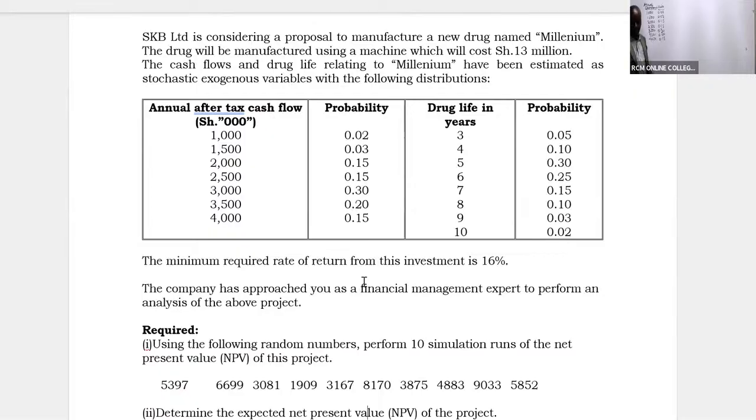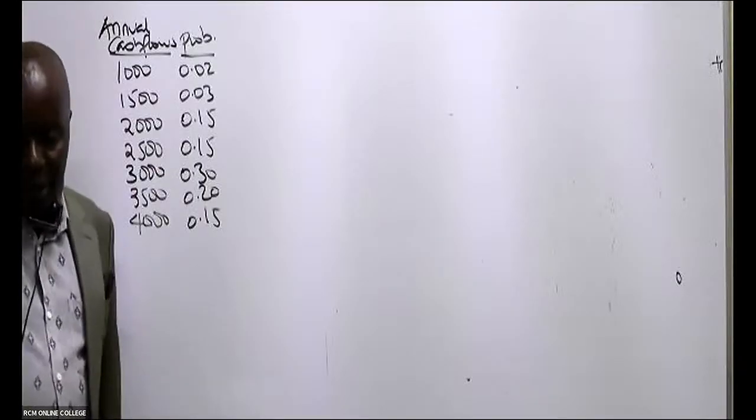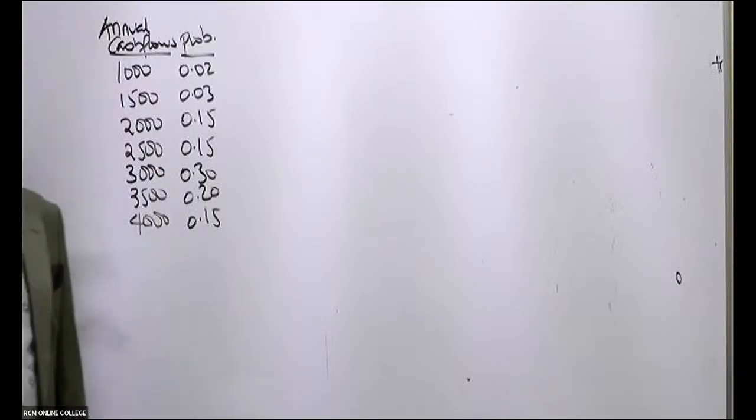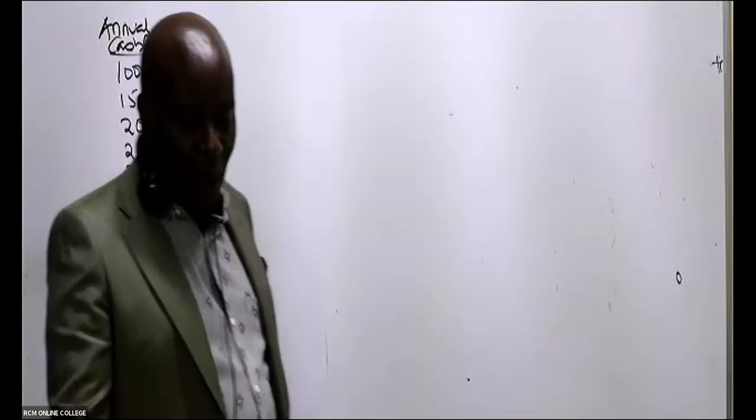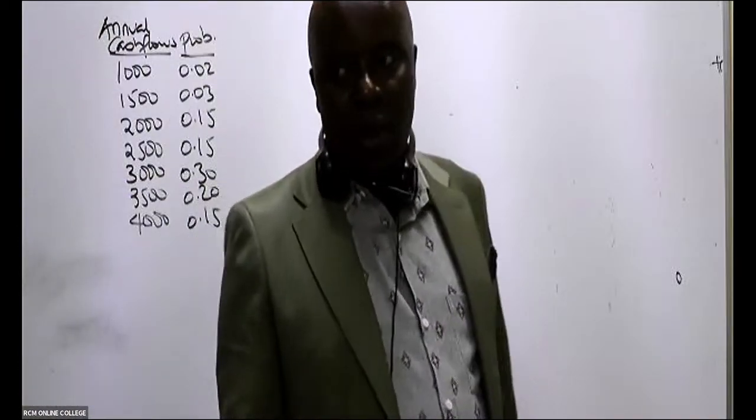So you see, I've got two probabilities there. I have annual cash flows and I have drug life. So first of all, we shall assign random numbers, because if you look at the question, they want us to perform 10 simulation runs using the following random numbers. So to simulate, the first step will be for you to come here and they give us random number ranges. But how do I get random number ranges without cumulative probabilities?